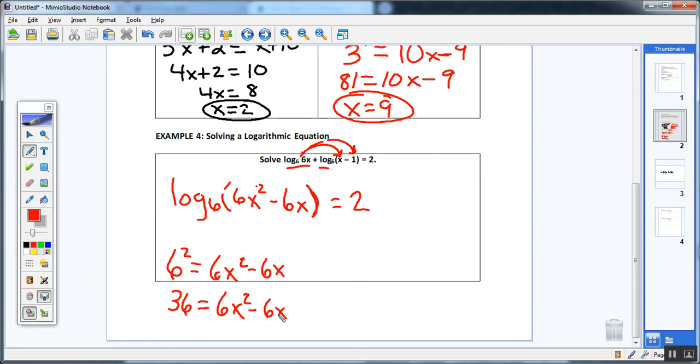Let's get this to equal 0. So I have 6x squared minus 6x minus 36. What power do I have up here? We could factor that, or you can use your quadratic formula calculator that you have in computer. Okay? Anybody have access to the quadratic formula calculator right now?